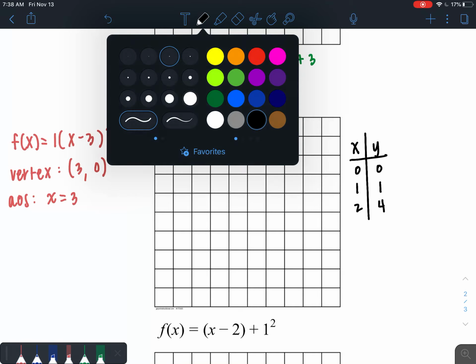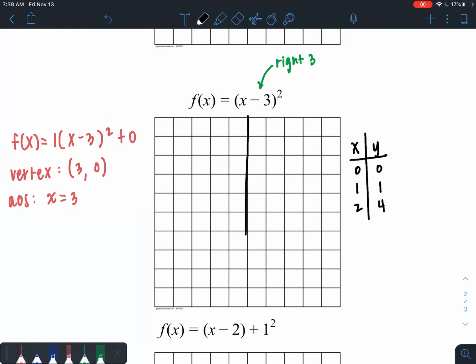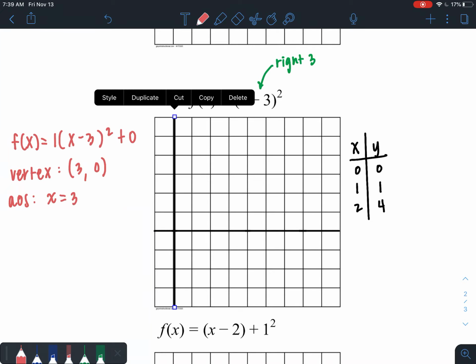So let's graph that. So here I have 3, 0. You know what? Let's move this line over just so we have a little bit of room. So here's 3, 0. Then my axis of symmetry is going to be here. Just want to label this point over here as 0, 0 so we're not confused. And let's do our graph.